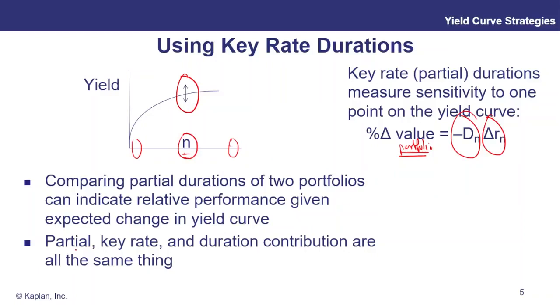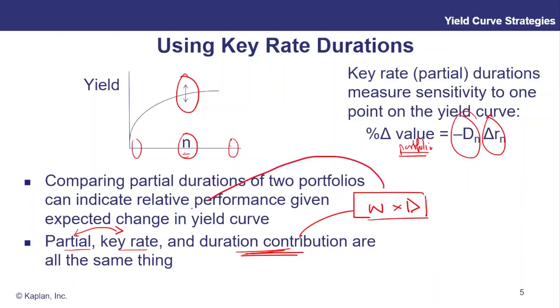Incidentally, partial duration, key rate duration, and even duration contribution, when we think about modified duration contribution or effective duration contribution, the sensitivity measure, they're all the same thing. These names mean the same thing. Duration contribution is the weight that you have in a certain cash flow multiplied by its modified duration. As you'll see, that actually is your key rate duration. By definition, that's your portfolio sensitivity to a move in that rate.